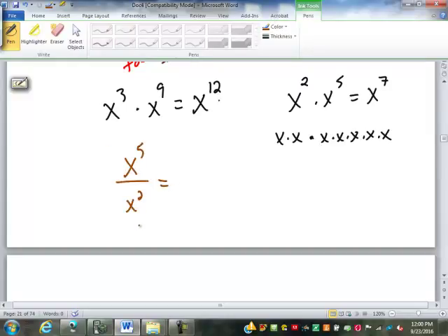x to the fifth divided by x to the second would be x to the third. Remember, x to the fifth on top is 5 x's. x squared on bottom is 2 x's. I'm canceling out, and I'm left with 3 x's on top, or x to the third. When I'm dividing, I subtract the powers. 5 minus 2 makes 3.